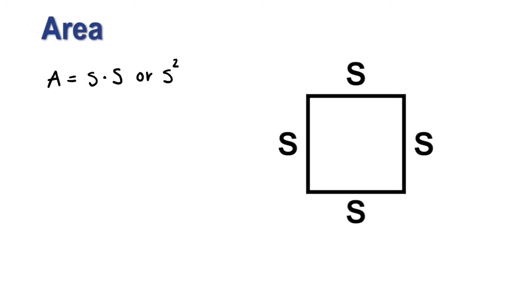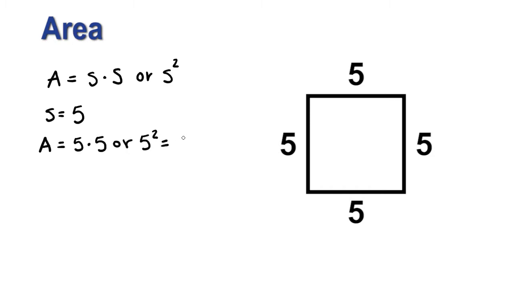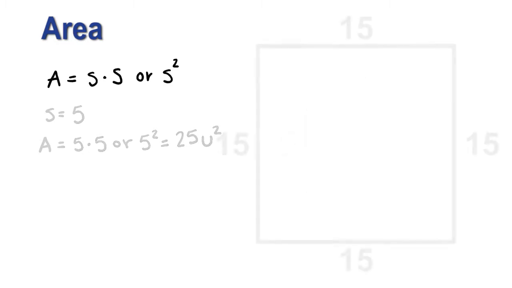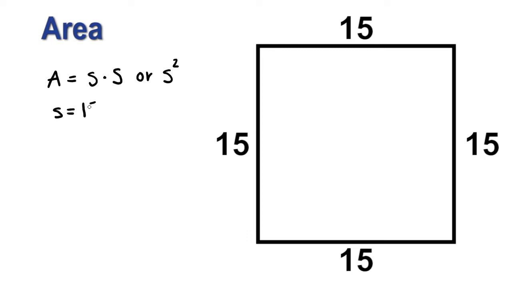Let's substitute the S variable for some values. S equals 5. The area would equal 5 times 5, or 5 squared, which equals 25 square units. Let's substitute another value for S. S equals 15. The area of the square would equal 15 squared, which equals 225 square units.